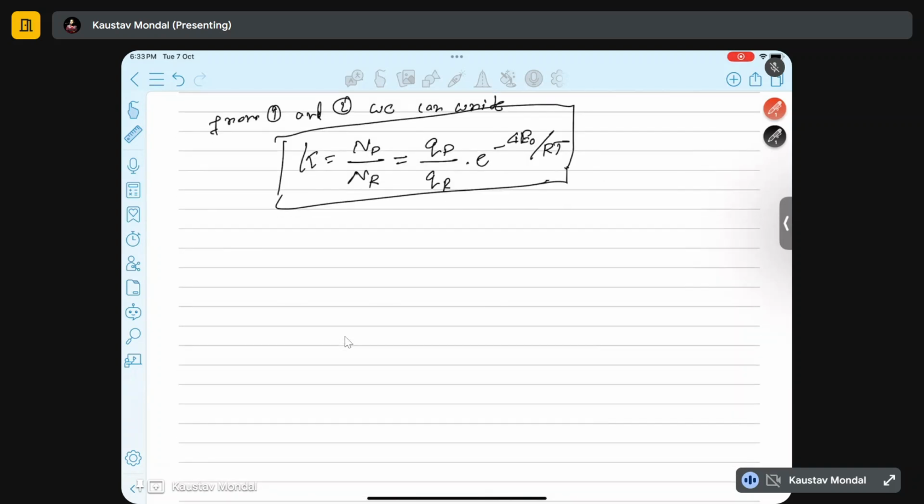So that means if we somehow calculate the ratio of the products, the population of the products and reaction molecules, the ratio of the population, so from that quantity we can calculate the equilibrium constant K, right? I mean that quantity is exactly equal to the equilibrium constant K, right?